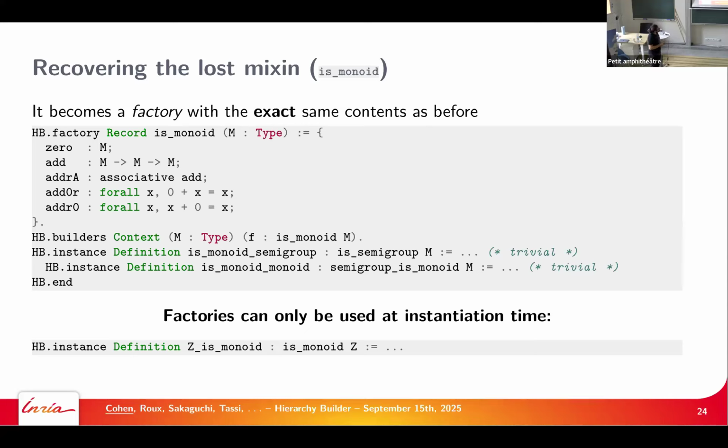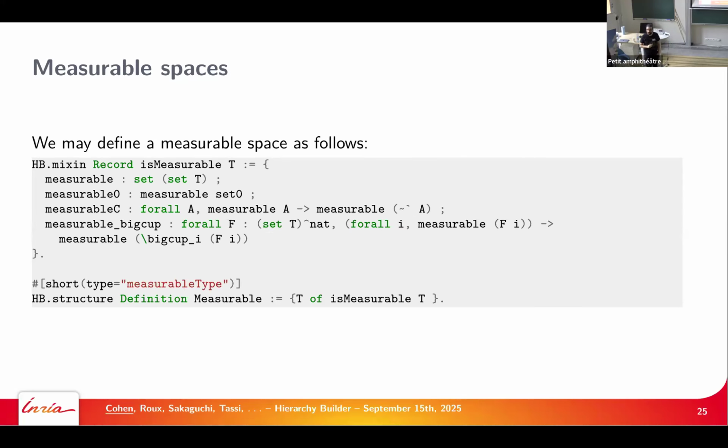So factories, the principle is that they are not primitive pieces of data. They are things that help you derive other pieces, and they can only be used when you instantiate. Actually, they can also be used when you say a structure is this and this and that, because internally, a hierarchy builder will say, oh, you gave me this factory. I know that this factory compiles to those two mixins, so I will put those two mixins in your structure instead.